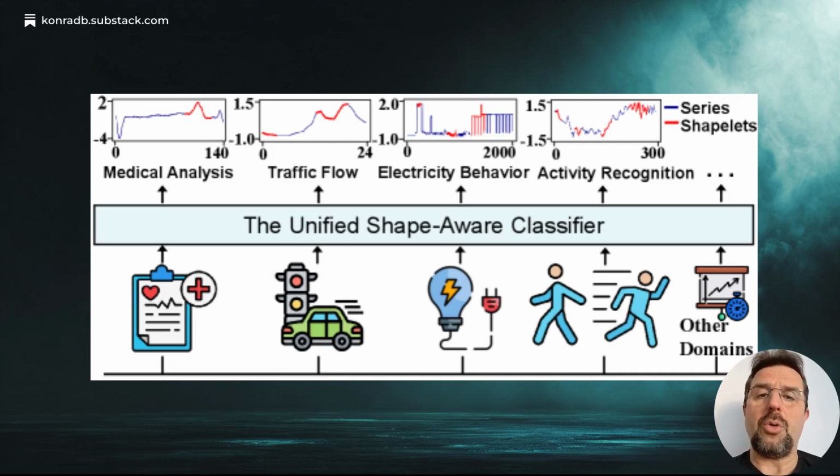This figure shows the core idea visually. Time series from very different domains are all fed into one shared model. The red segments are shapelets, short parts of the signal that matter for deciding the class. The key point is that these shapes appear in many domains even if the signals look different. By learning these shapes jointly, the model avoids being tied to one dataset and gains reuse across tasks.